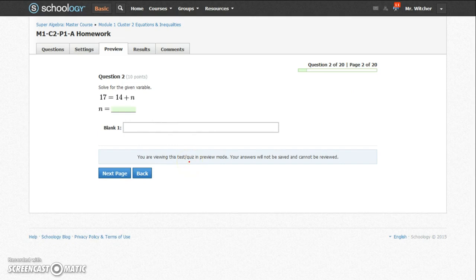Second question. We are adding 14 to n. This is a positive 14. What's the inverse of adding 14? Subtracting 14. So if I subtract 14 from this equation, and I subtract 14 over here, so we've got a positive 7, a negative 14. 14 minus 14 is 0. So the net change there is 0. And n equals negative 14 plus 17. We can commute those so that it's 17 minus 14. Our answer is 3.